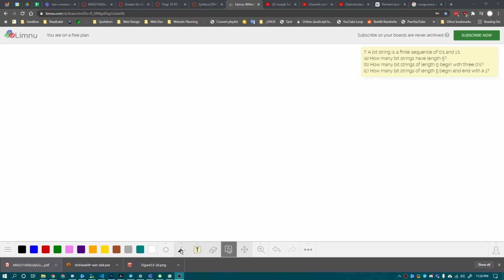Okay, this is study guide 4, question number 7. A bit string is a finite sequence of zeros and ones. Question A is how many bit strings have a length of 5? So I'm going to put 5 dashes here. And I'm going to mark each one with the place it's in.